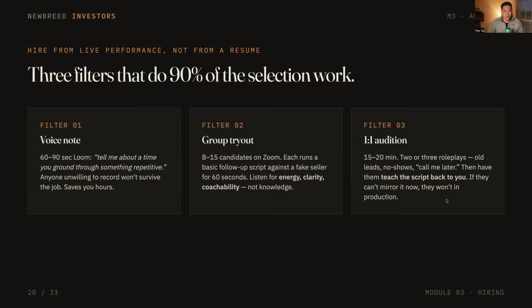And then the last thing is more of trying to figure out if they're a culture fit, right? And you can see all this stuff here. We kind of talked about it in the last slide, but I want to talk about the group tryout because that's a little confusing and a little different from everybody.